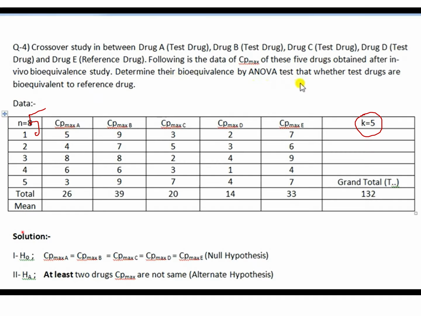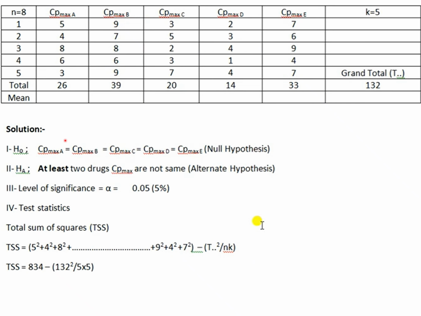Just as before, we take the total of each column and put it in this column. Take a null hypothesis that all of them are equal, and our alternative hypothesis would be that they are not equal, that is, at least 2 drugs have Cpmax that are not the same. So let's perform the math. The level of significance is 5%.